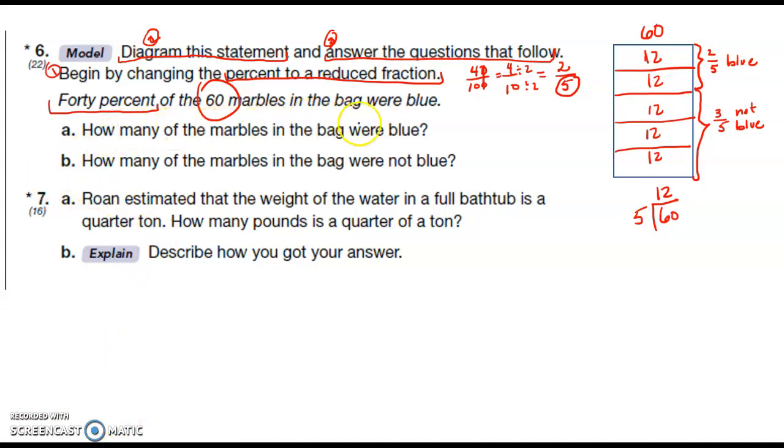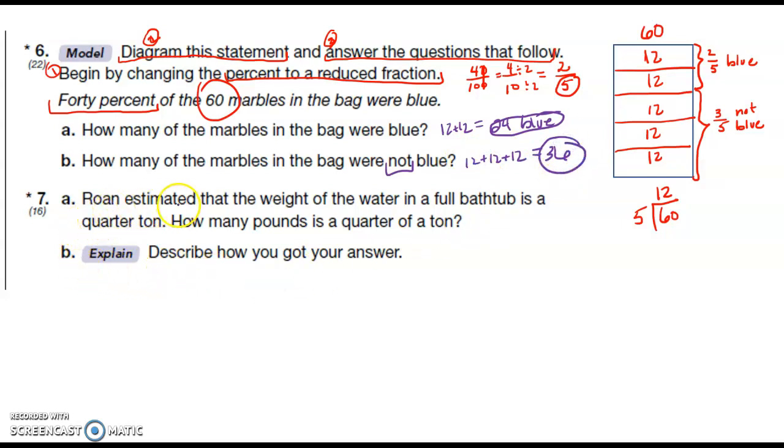A says, how many of the marbles in the bag were blue? So I have 2/5 were blue, so 12 plus 12. So I have 24 blue marbles. How many were not blue? So that's 3/5, or 12 plus 12 plus 12, which is 36.